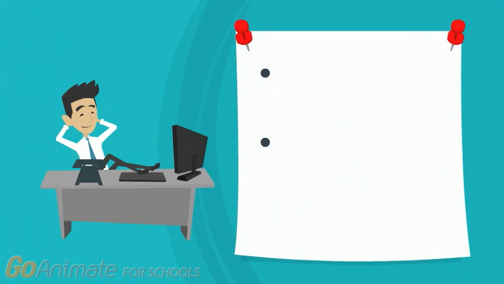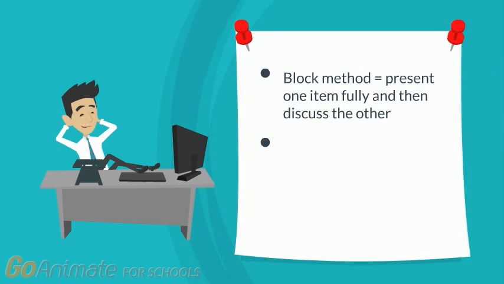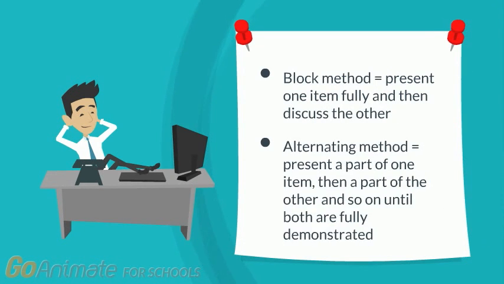Once you decide to use comparison and contrast, there are two basic ways of organizing your essay. You can present one item fully and then discuss the other, called the block method, or you can present a part of one item, then a part of the other, and so on until both are fully demonstrated, which is called the alternating method.